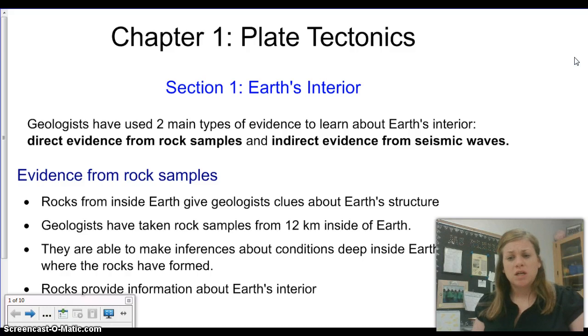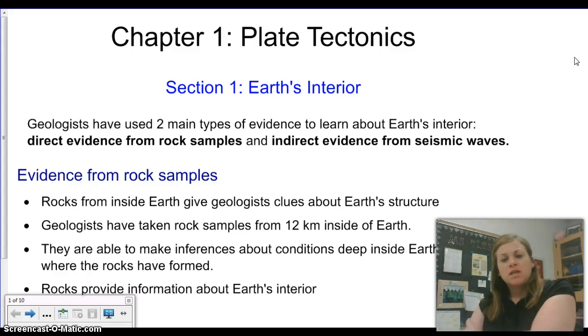So we're going to talk about direct and indirect evidence from Earth's interior that scientists use to study Earth's interior. The direct evidence comes from rock samples, and indirect evidence comes from the seismic waves. Big deal. We talked about direct and indirect observations before, so here they are again.